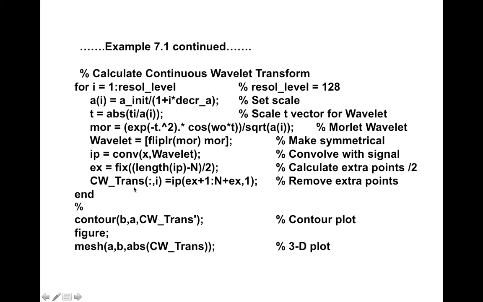So here's the result. You can then do a contour plot of the value of that wavelet transform, which is basically the value of the convolution, with B, the shift, and A, the scale. So here we're going to show a contour plot and a mesh 3D plot.